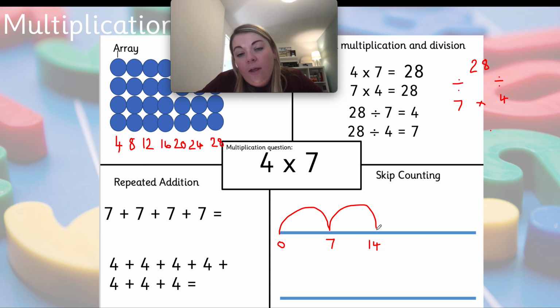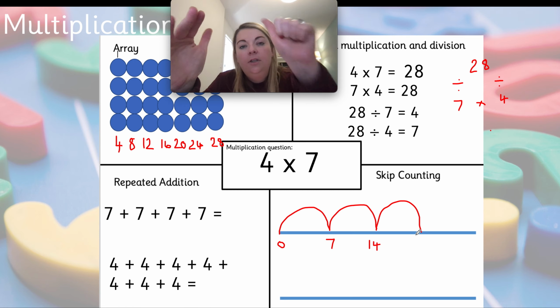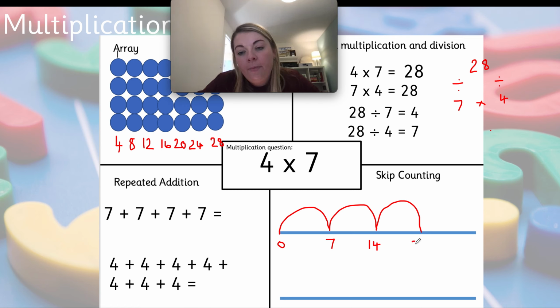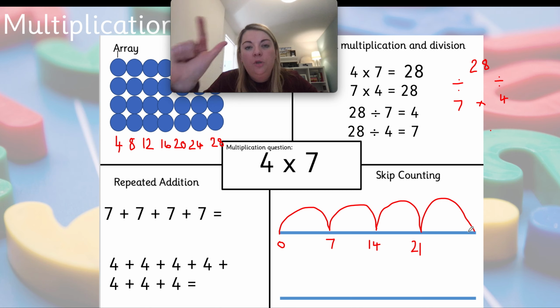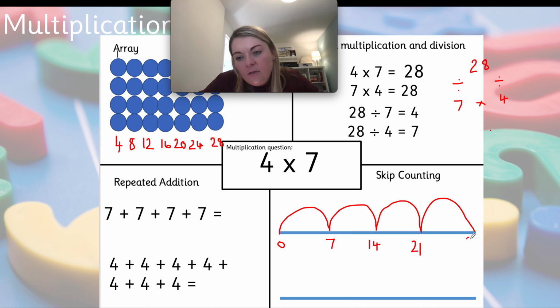If I'm going to need 4 groups of 7 altogether, it's 14, 15, 16, 17, 18, 19, 20, 21. And then I need my final group, 21, 22, 23, 24, 25, 26, 27, 28. So that shows us that 4 groups of 7 is 28 because I've added 7 each time.